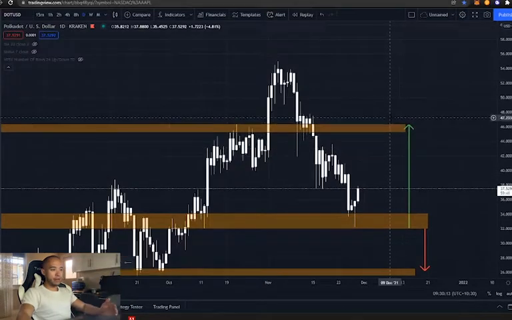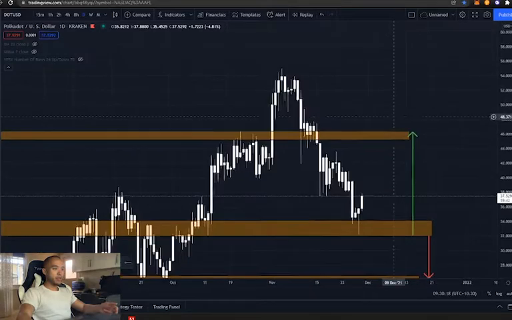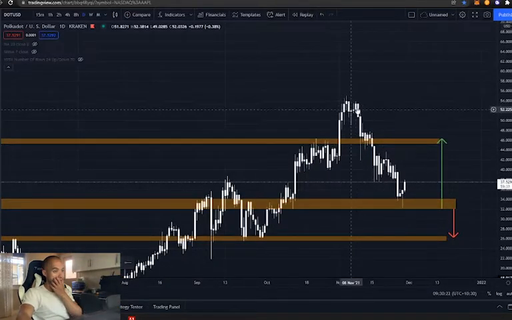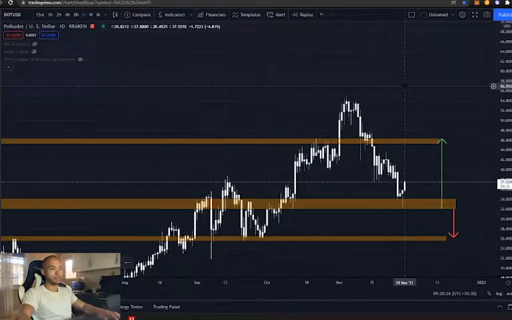So if we can reclaim the 46 level, which in my opinion is the next key level, then honestly I feel like that's going to send us into price discovery. We may come and break these all-time highs, which would be awesome to see.